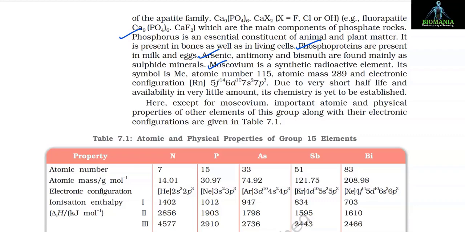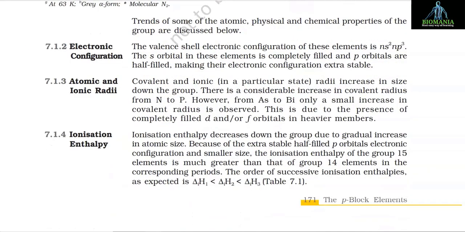Its symbol is Mc. Atomic number is 115. Atomic mass is 289 and electronic configuration is radon 5f14 6d10 7s2 7p3. Due to very short half-life and availability in very little amount, its chemistry is yet to be established. Here, except for moscovium, important atomic and physical properties of other elements of this group along with their electronic configurations are given in table 7.1.